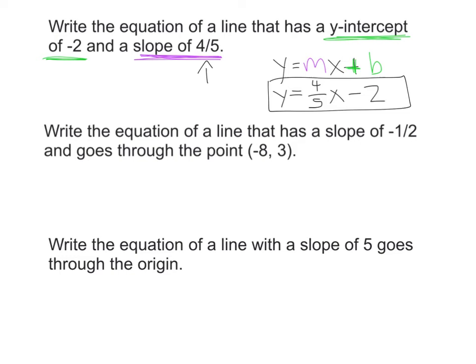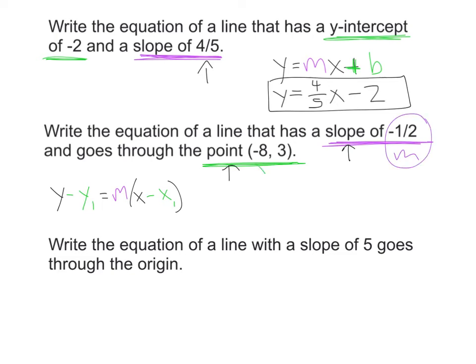All right, so now that we're given a slope in this example and a point, think about it for a minute. We need to use point-slope form. Point-slope form is y minus y1 equals m times x minus x1. This is our m value right here, and then we've got our x1 and our y1. So we're going to fill those in.